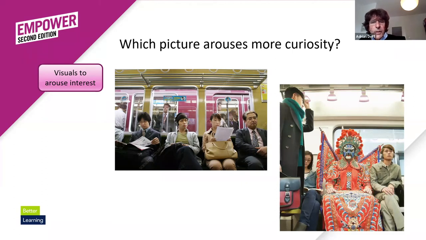I think clearly the second picture arouses much more curiosity than the first, because it has a kind of story behind it, doesn't it? There's something going on that we might want to talk about, we might want to speculate about. You know, who is this person? Why is he wearing these clothes? What do the passengers think about him? And so on. Whereas the other is just a picture and nothing much to say about it.